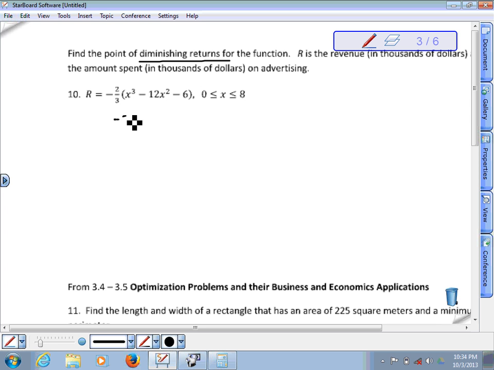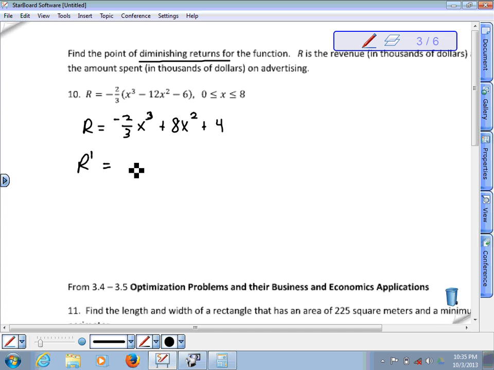I'm just going to simplify this. So this is negative 2/3 x to the third, and then negative 2/3 times negative 12 is going to be positive. 3 goes into 12 4 times, 2 times 4 is 8, so this is 8x squared, and then 2/3 of 6. How many thirds are there in 6? That's one way you could think about it. Or 3 goes into 6 twice, times 2 is 4, so this is plus 4. So this is what r is equal to.